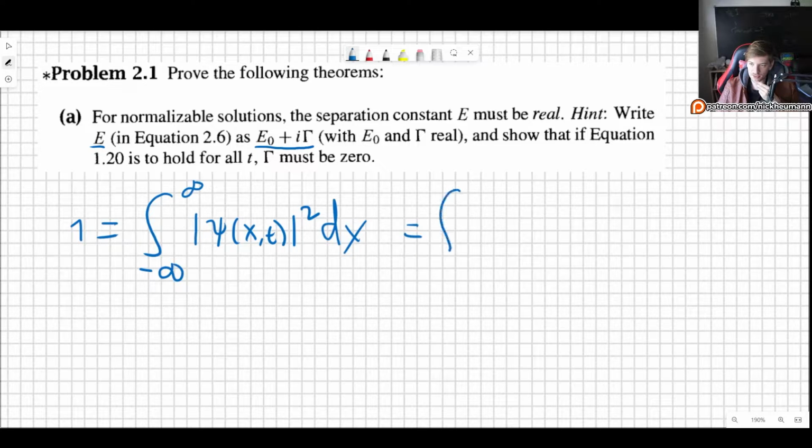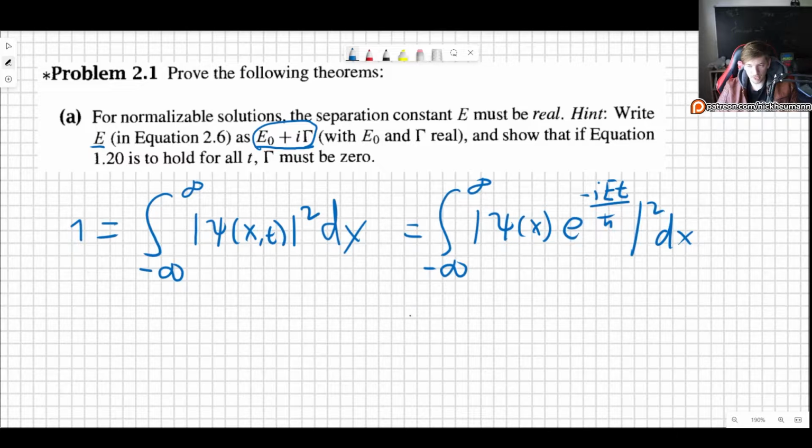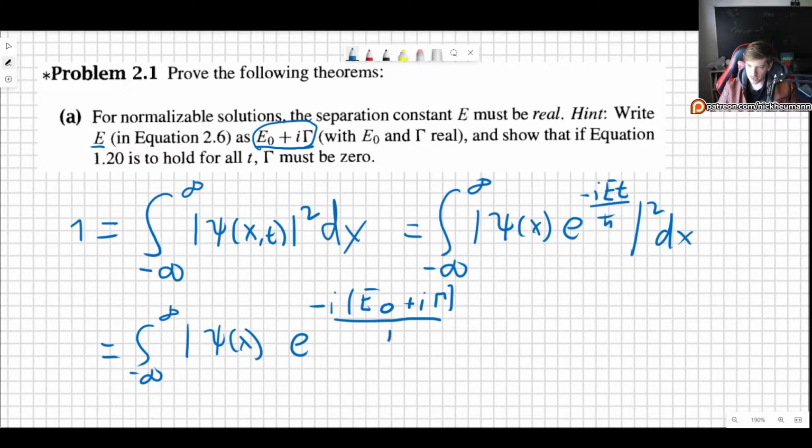So let's separate the x and time solutions as we have done in the lectures. So we have psi of x times e to the minus i E t over h bar, and the modulus squared. We haven't yet used this condition that the energy may be complex. Let's do it now. So let's now rewrite this; the integral of course will not change. And now we write this as minus i, and then we have E0 plus i gamma divided by h bar times t, and the modulus of all of that squared.